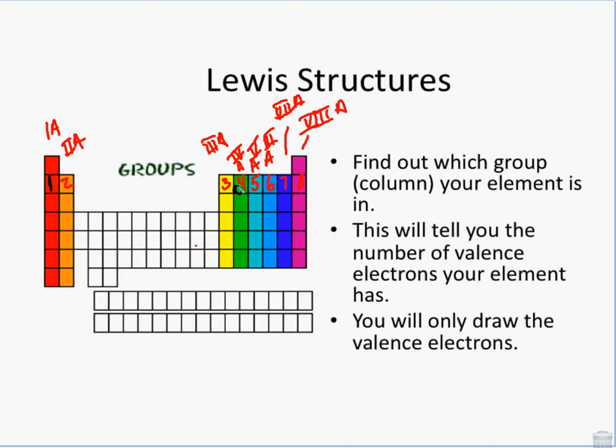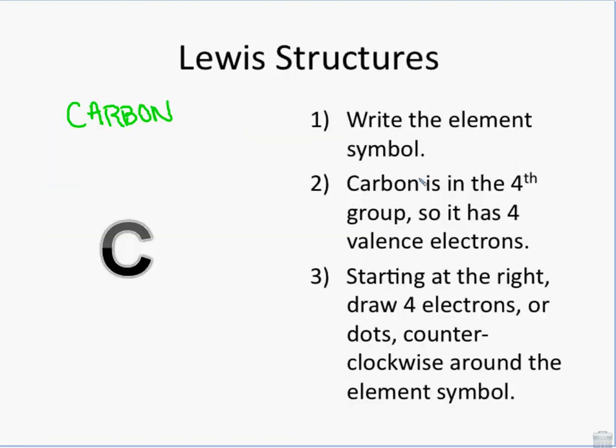This is carbon right there where I put the 4. And so that makes it easy. It's in group 4. It has 4 valence electrons. So it has 4 valence electrons. We're going to symbolize electrons as dots. Okay, so there's my 4 valence electrons.